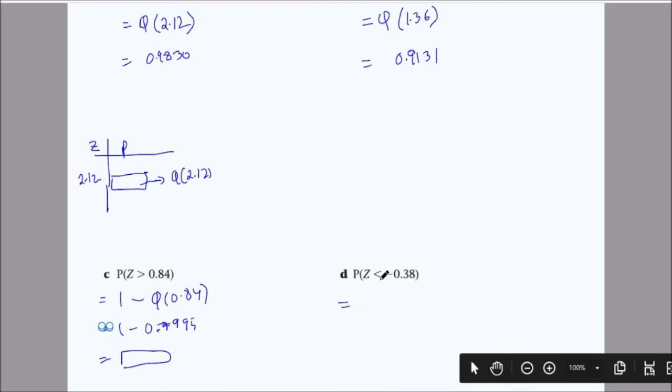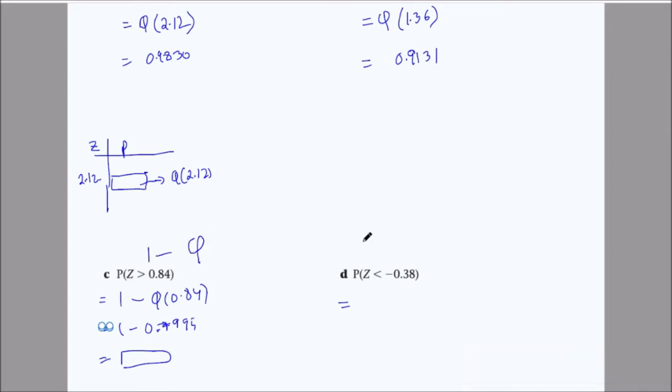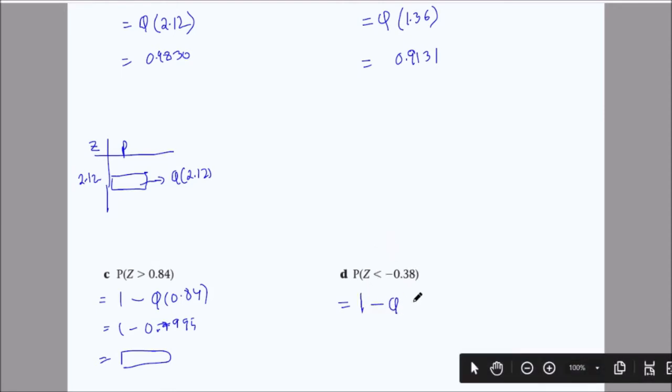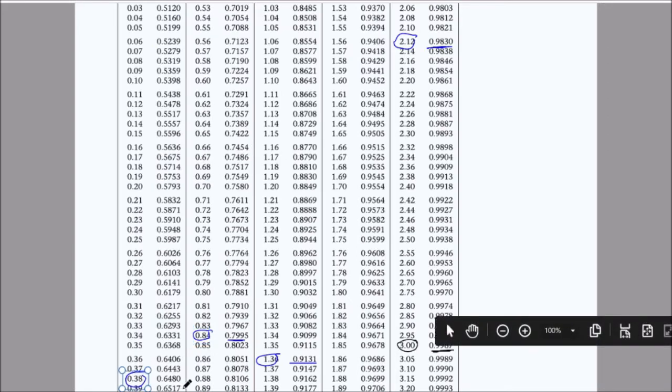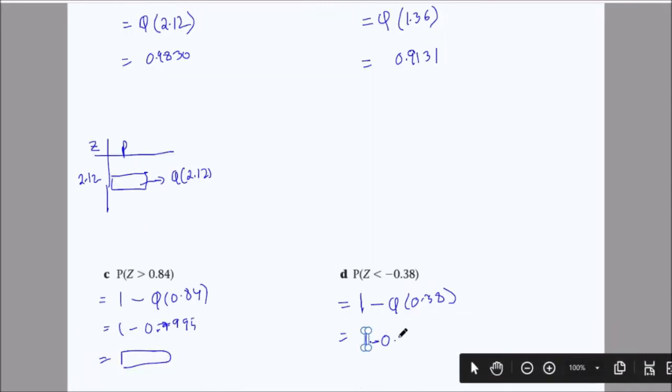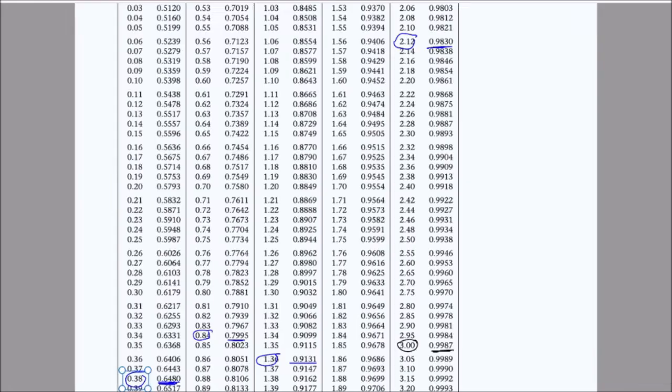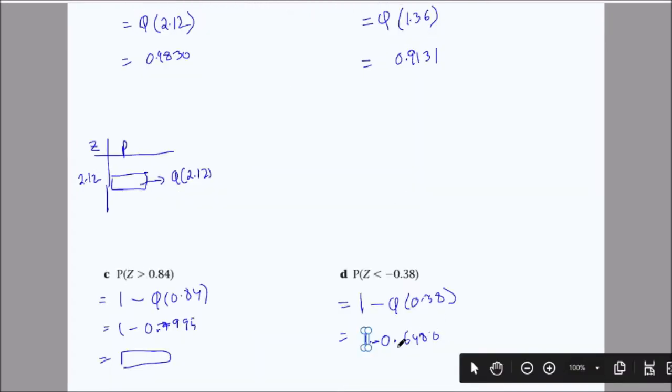Then we have a negative value, but the table is for positive. So whenever we have greater, we do 1 minus phi. Whenever we have negative, we do 1 minus phi. So that's 1 minus phi of 0.38. For the negative sign, we are actually doing this 1 minus phi thing. So 0.38. So the probability is 0.6480. Okay, so that's it.